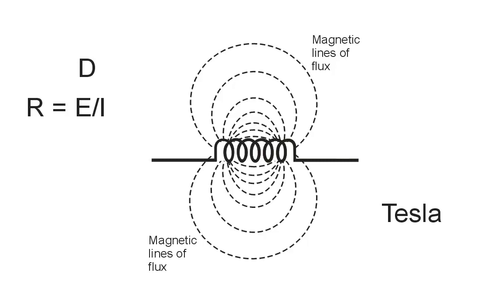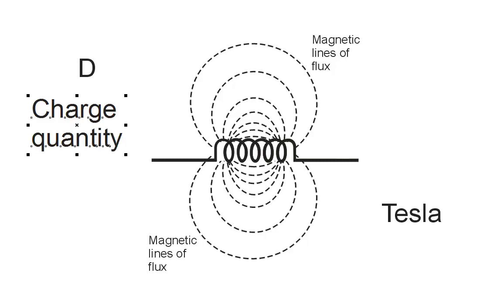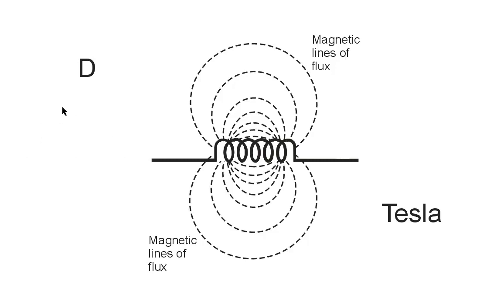Certainly not ohms. And coulombs? Well, no, that's not the correct choice either. Coulombs are an entirely different phenomenon having to do with charge quantity, electric charge quantity, but magnetic field quantity, those are Ampere-Turns and Gilberts.